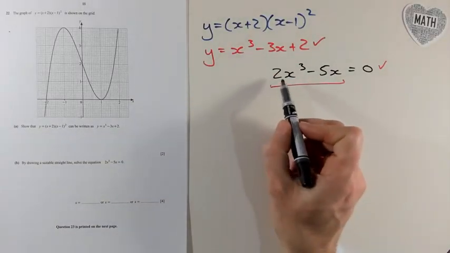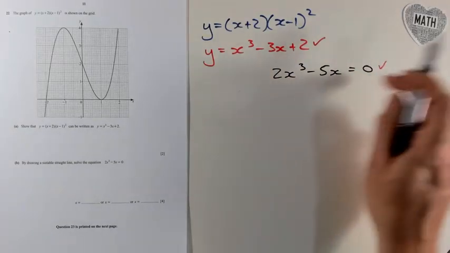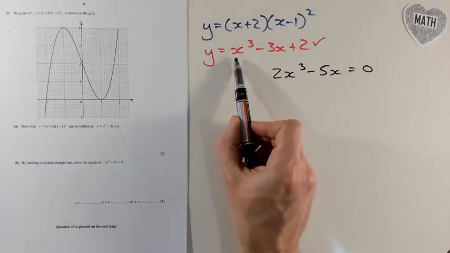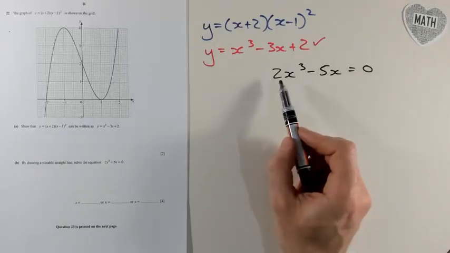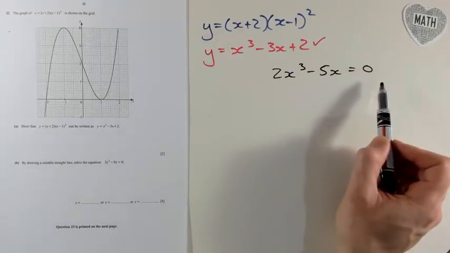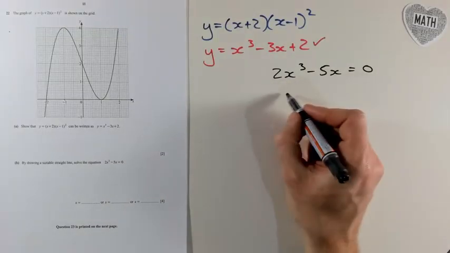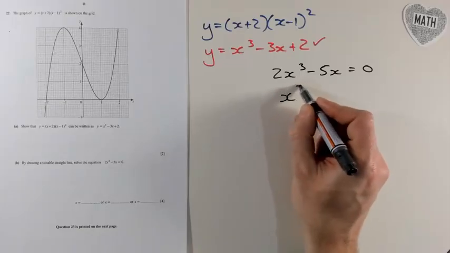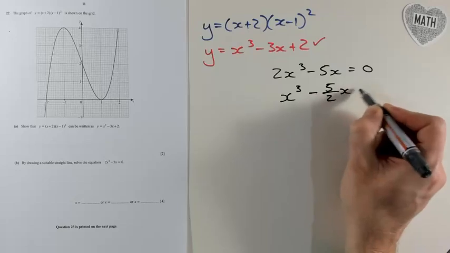The first thing that I notice is that this is an equation, right? The thing that makes this a little bit more tricky is that my curve doesn't have a 2 in front of this cubic part. So they actually made it even worse for us. But I can remove that 2 by dividing everything by 2. And this is an equation, so I can divide every term by 2, and it will still stay the same. So x cubed minus 5 over 2x is 0.